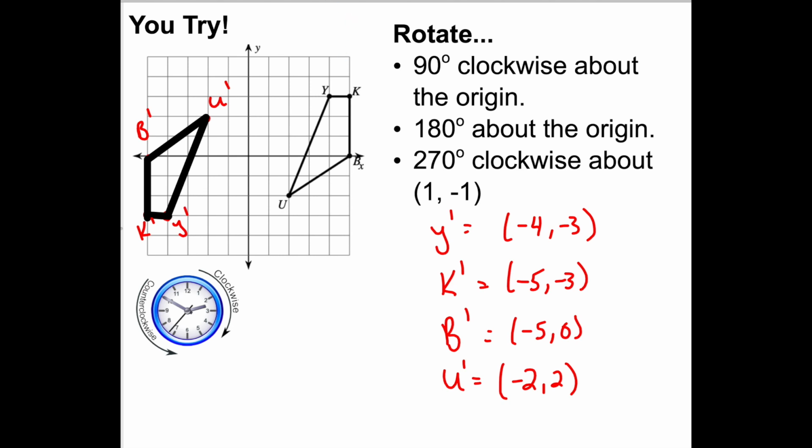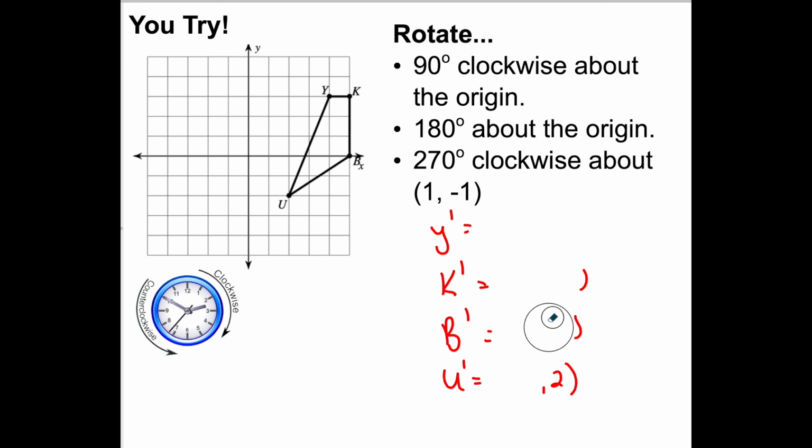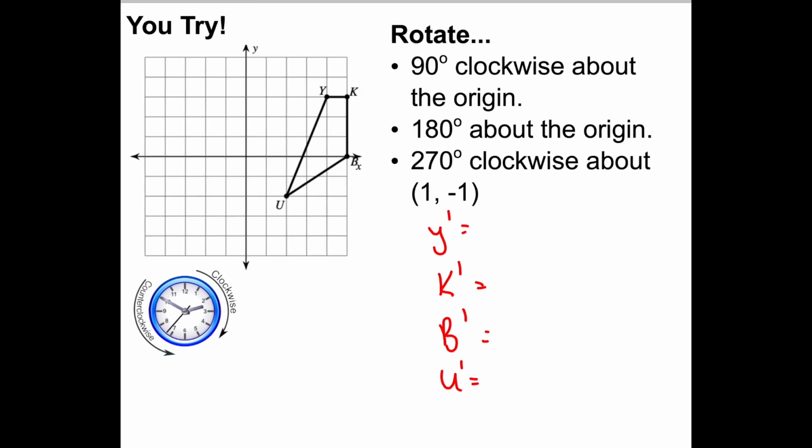All right, final one. Here we go. So I'm going to go ahead and again clear all this junk out, and we're going to start, and I'm also going to clear out my points. Okay, the last one I'm going to go 270 clockwise about 1, -1.